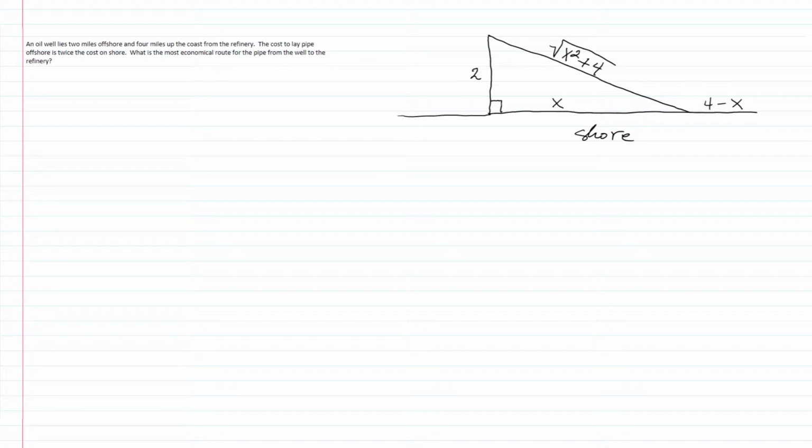Now, our cost function, and we'll call this c of x, is 2 times the square root of x squared plus 4. Remember, the cost is twice as much. Plus, we have the cost of the onshore pipe laying, which is going to be 1 times 4 minus x. Okay, so the square root of x squared plus 4 is the distance that we're going to travel underwater, and the 4 minus x is going to be the piping onshore.